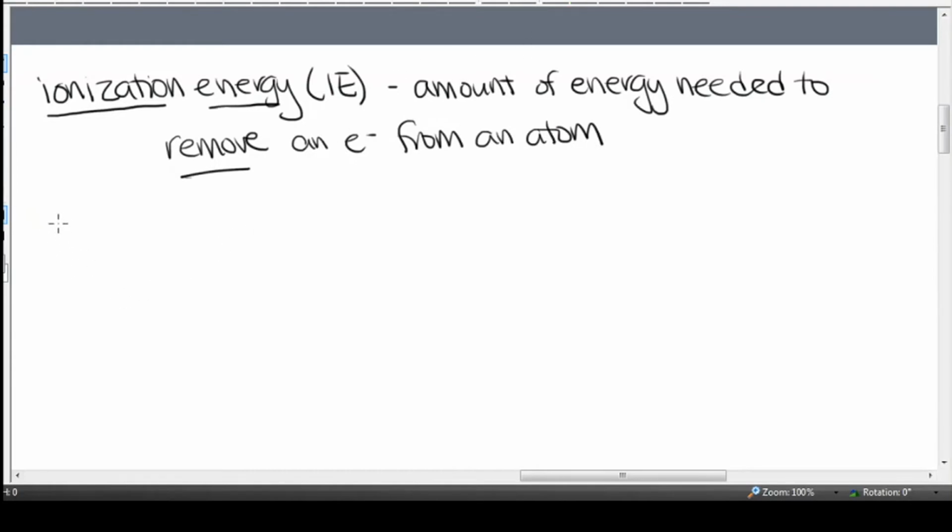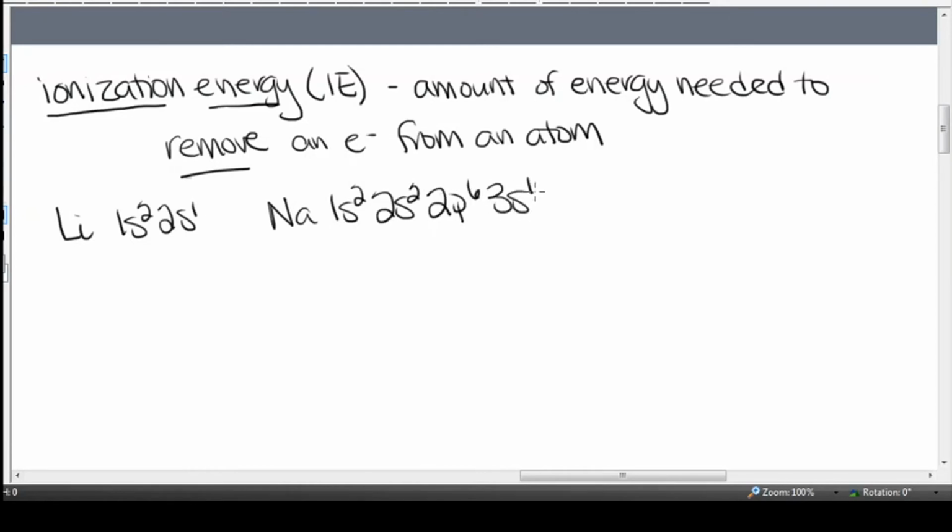So let's look at the elements that we looked at in the demo that I did for you yesterday. Lithium: 1s2, 2s1. And sodium: 1s2, 2s2, 2p6, 3s1. And potassium was the last one.